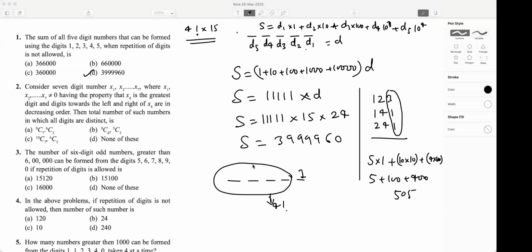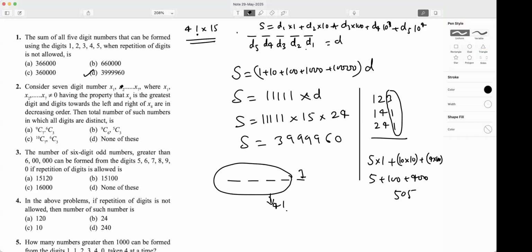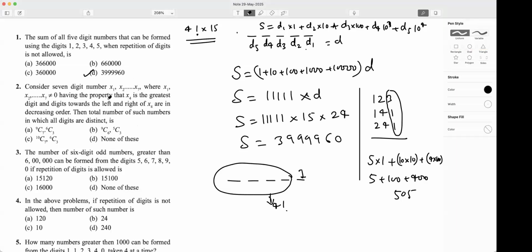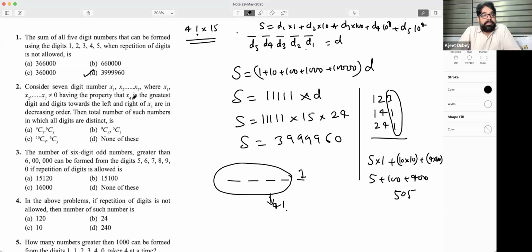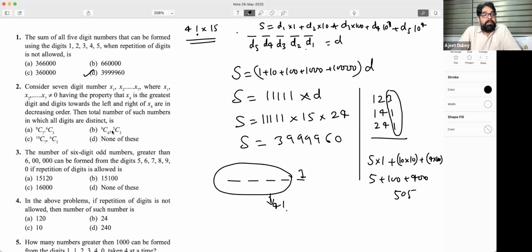Sir, is that a multiplication sign? Where? The comma. This is a comma. No, seven digit numbers, X1, X2, X3. These are seven digits. Having the property X4 is the greatest one. I mean in the option, in the option, it's a multiplication only. I think by mistake they mentioned comma. It will be multiplication.